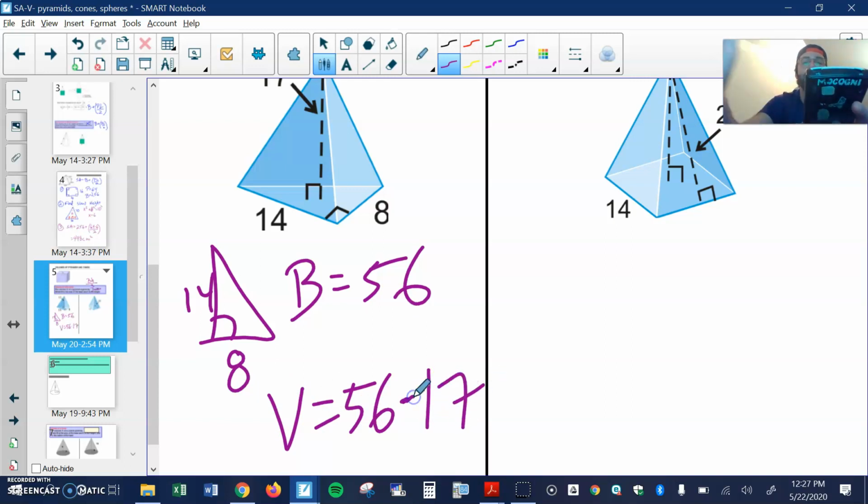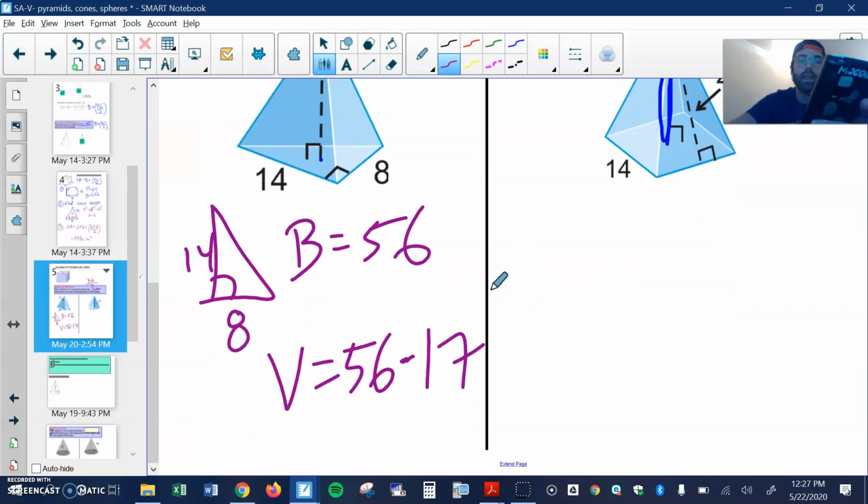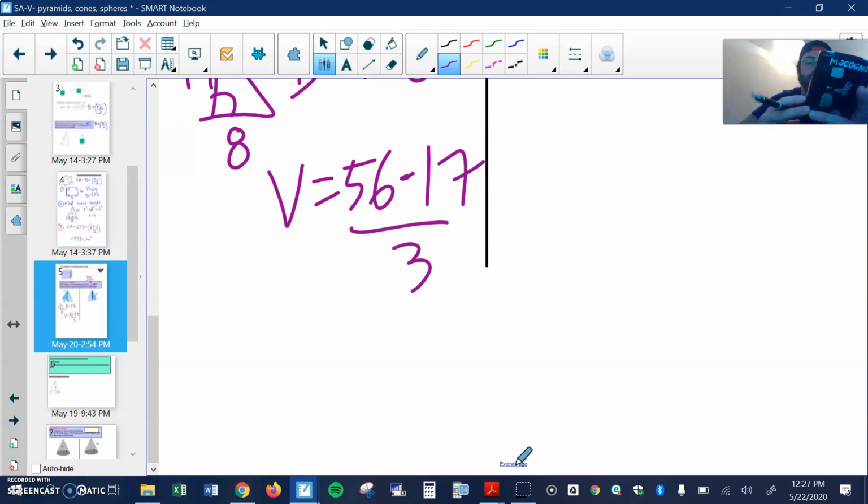How do I know that that's my height? That's a great question. Thank you for asking. It's my height because it's perpendicular to my actual base. This 25 here would be the slant height. This segment right here would be our height. Then I have to divide that by 3, right? 56 times 17 divided by 3. Wow, it's a fraction. That's tough.